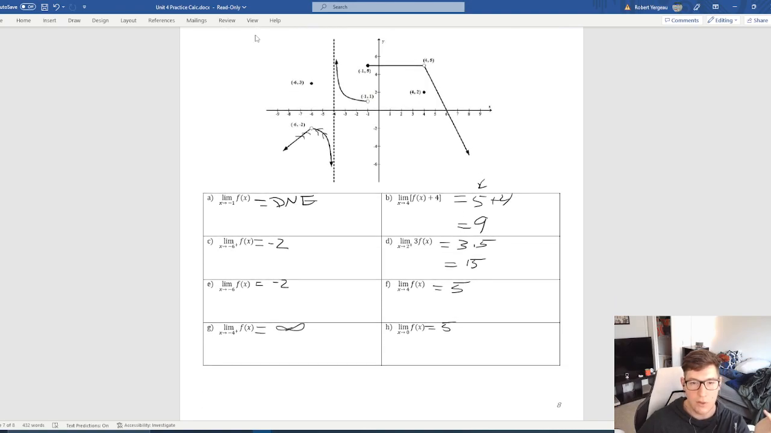Now, I'm hoping that these are fairly straightforward. We're truly just looking at the graph and seeing what our line is doing. Remember that removable discontinuities don't bother the limits. It's only going to be asymptotes and jumps that will bother limits.